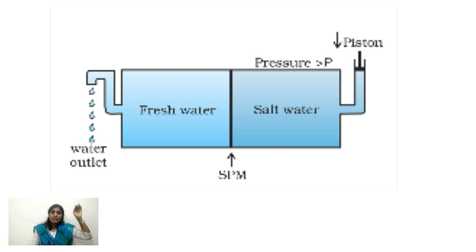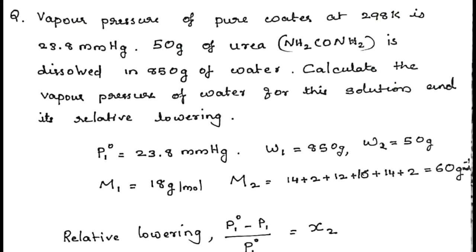On that side, if you are applying pressure which is greater than osmotic pressure, water from the saline water side will flow through the semi-permeable membrane and reach the pure water side. The amount of fresh water increases there. That is, reverse osmosis has taken place. Here, we are using cellulose acetate as the semi-permeable membrane.